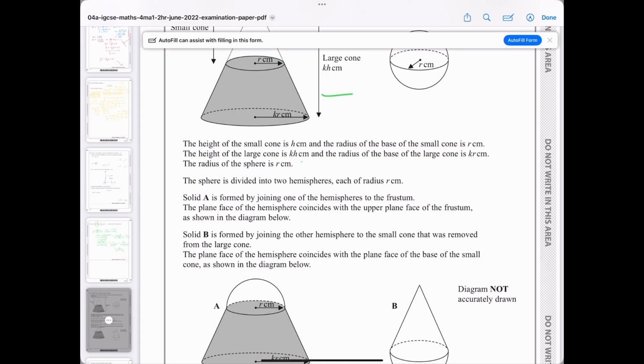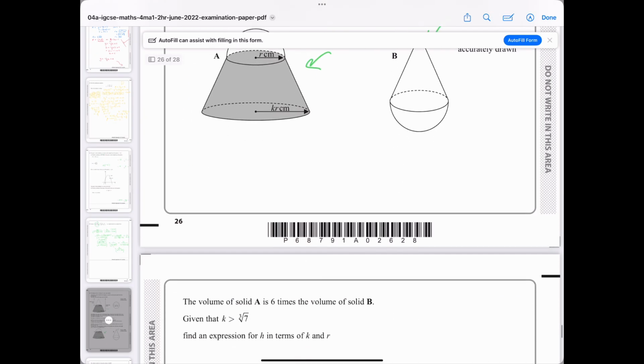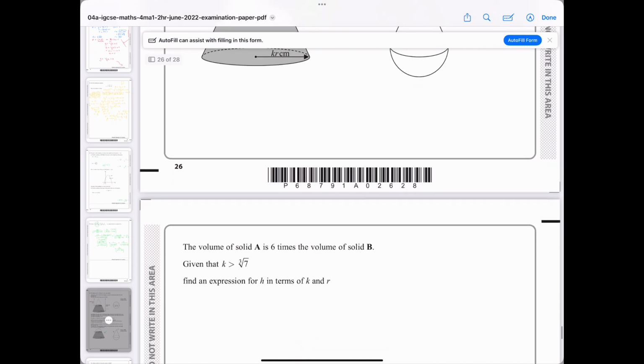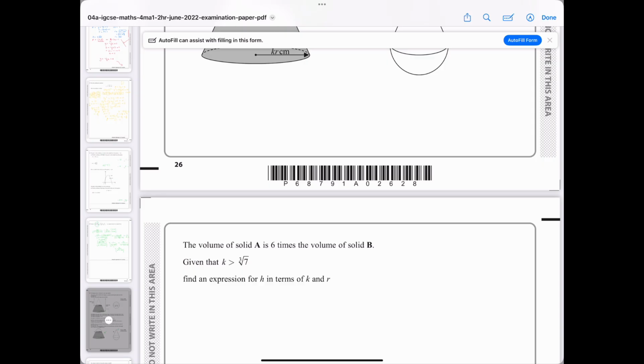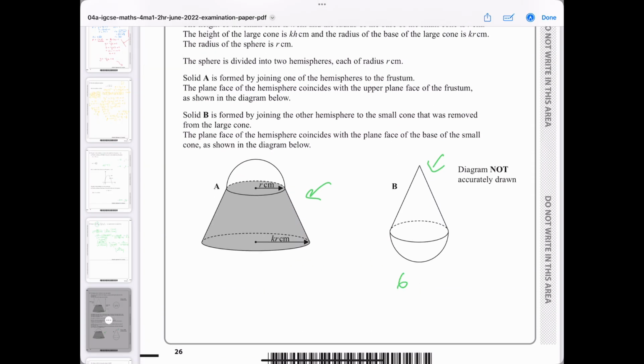The radius of the sphere is r. The sphere is divided into two hemispheres, and solid A is formed by joining one of the hemispheres to the frustum, the bottom bit, at the plane face of the hemisphere. So that's that one, and then the other one's that one. So the volume of solid A is 6 times the volume of solid B.